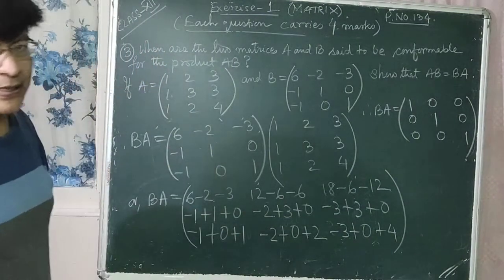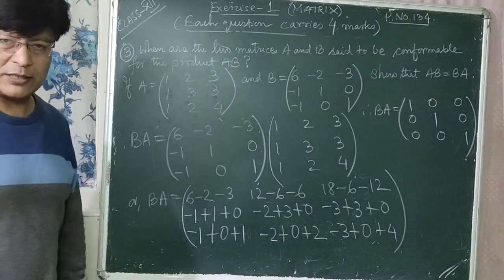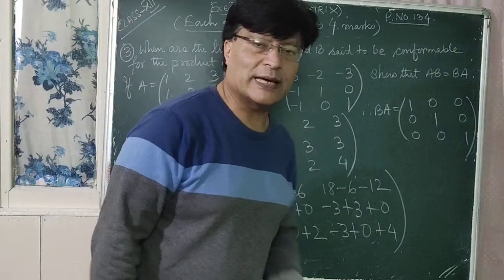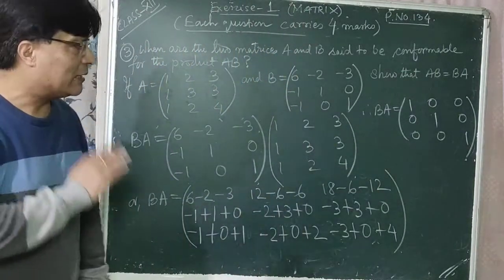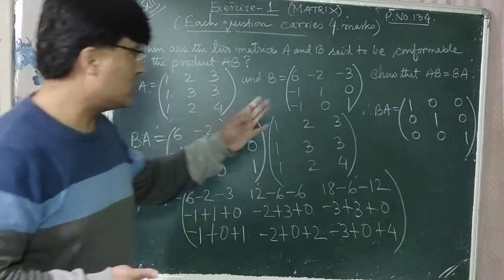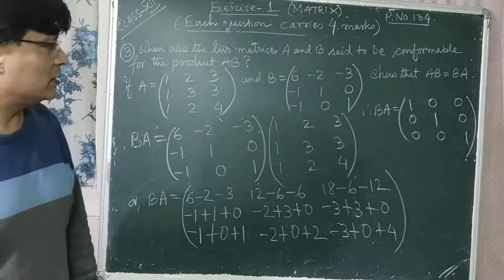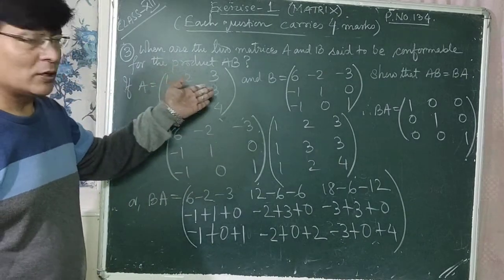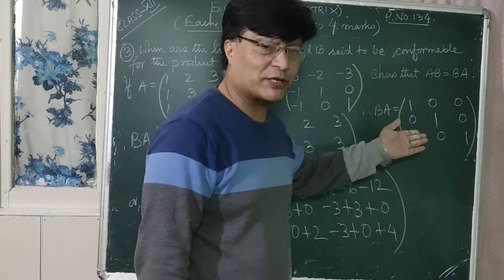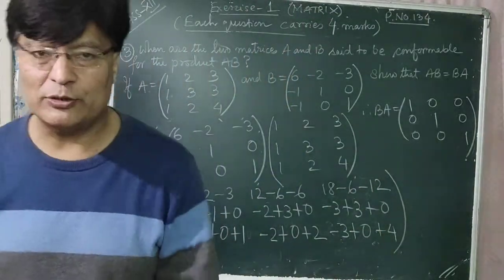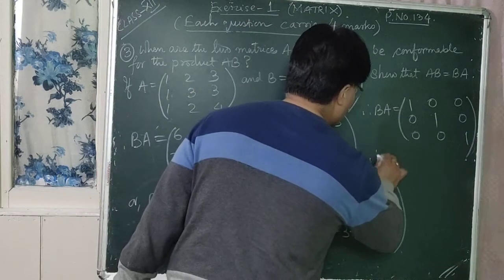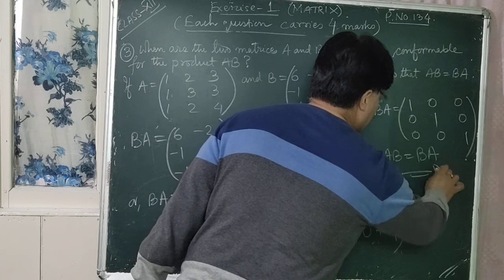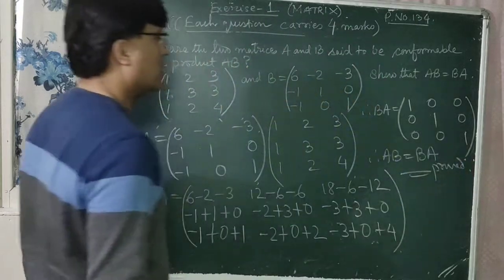So here also we are getting the identity matrix, because in this case all the elements in the leading diagonal are 1 and all the other elements are 0. So this is the identity matrix of order 3. In the previous step also we got the same matrix for AB. That means AB is equal to BA. So we can write here, therefore AB is equal to BA. So it is proved. I think you have understood it.